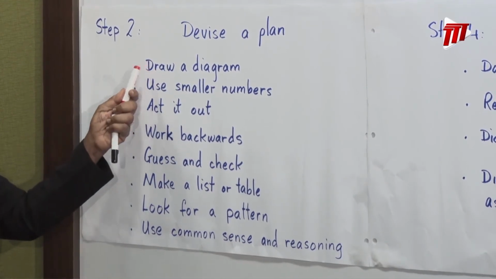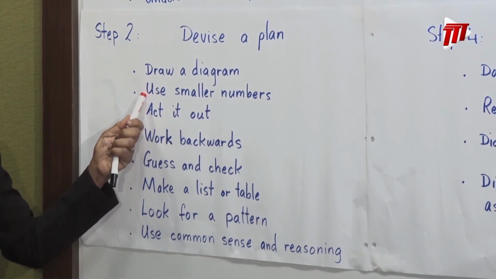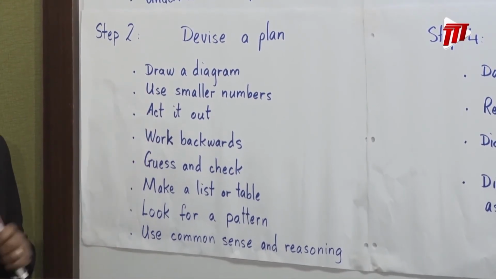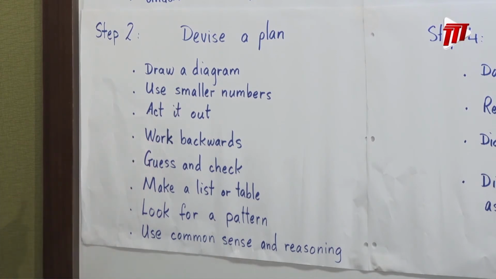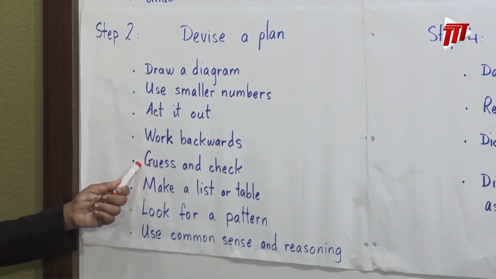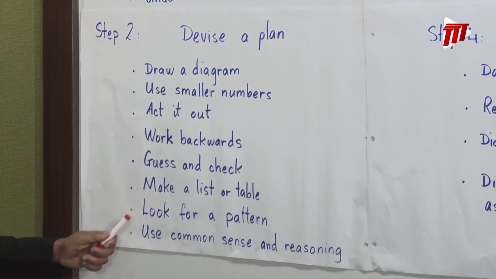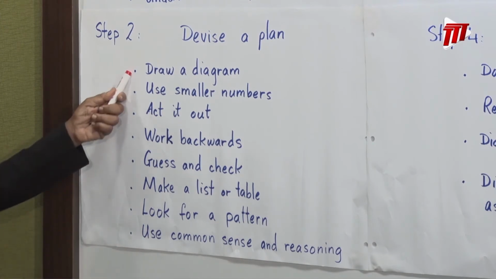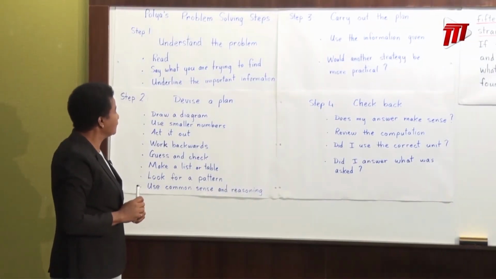Drawing a diagram, using smaller numbers, acting it out, maybe working backwards. What do you think? Guess and check? A list or a table? A pattern? Or common sense and reasoning? You tell me, which of these do you think is the most practical method?